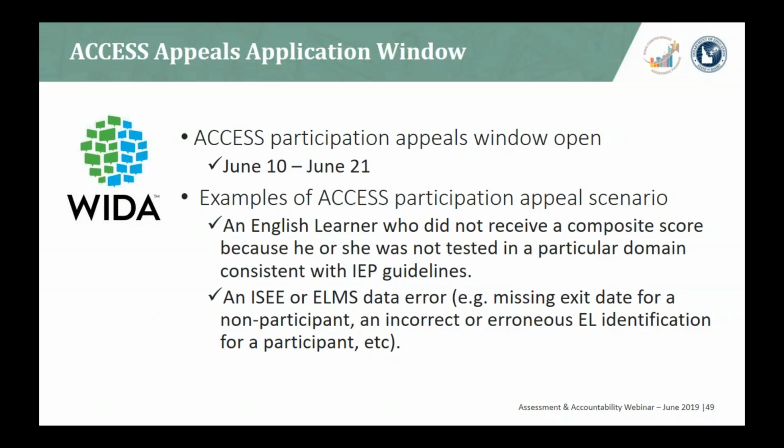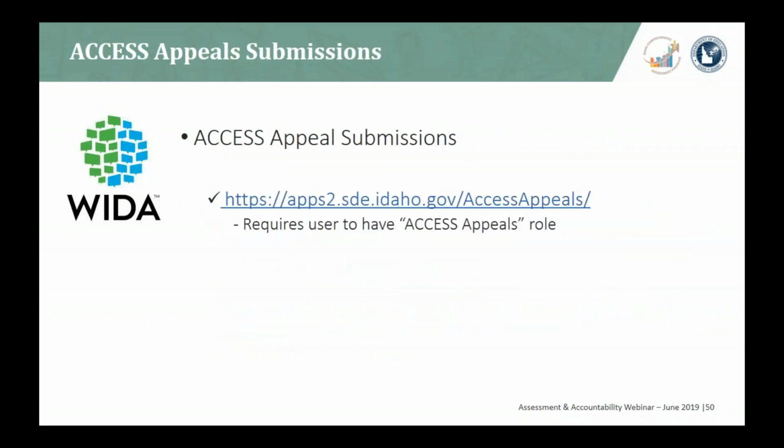guidelines. Another example of an appeal situation might be that you had a data error that you need to be corrected, such as a student who did not test because he or she was incorrectly identified as an English learner in ELMS. The appeal site is available to review student participation status and to make appeals submissions at the listed URL.